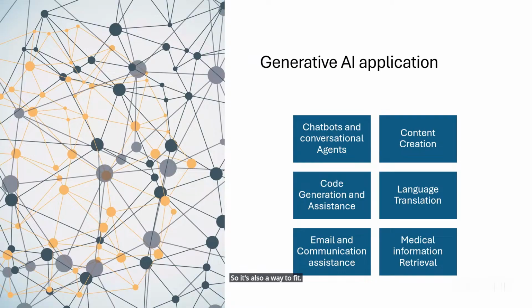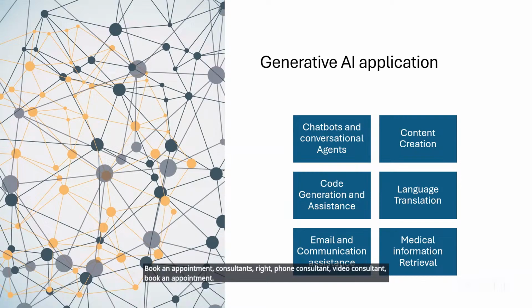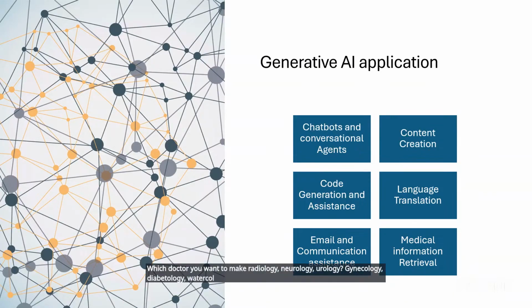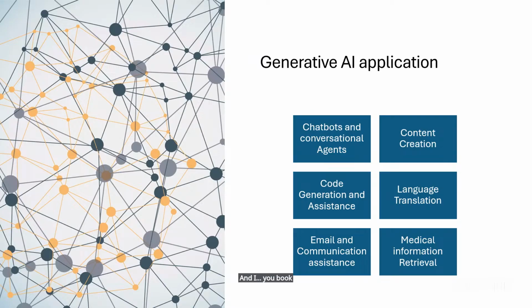Then it automatically asks how it can help: book an appointment, phone consultation, video consultation, or do you want to visit the doctor. Then it asks which disease, which doctor you want to meet: radiology, neurology, urology, gynecology, diabetology, whatever ology you have. You book it, select that, and it shows you the doctor name. How does everything happen?